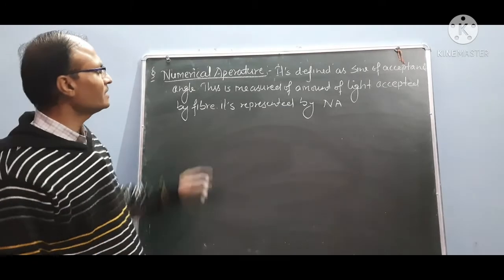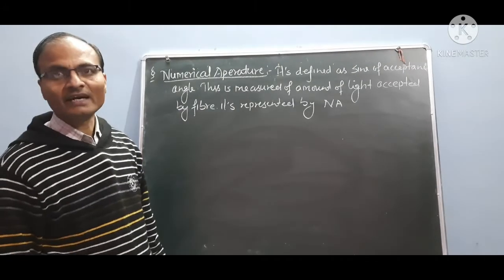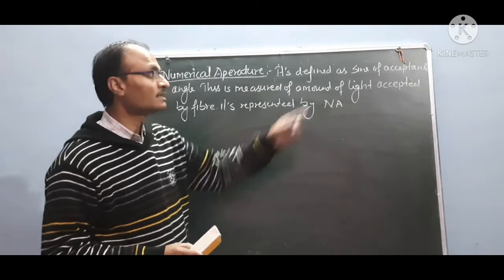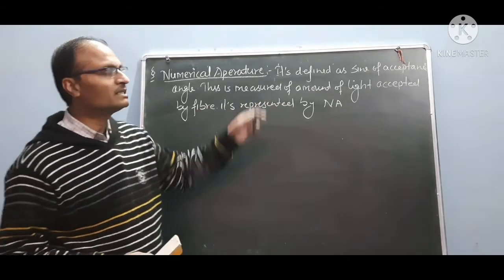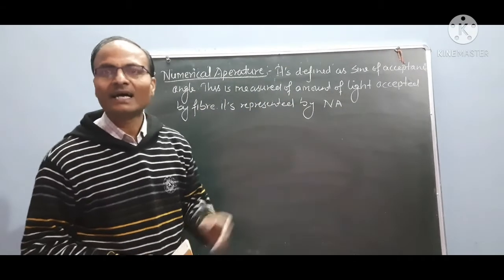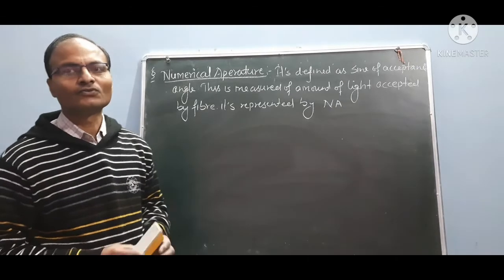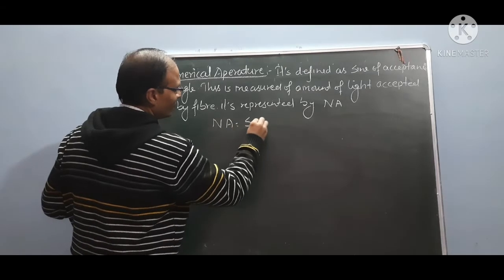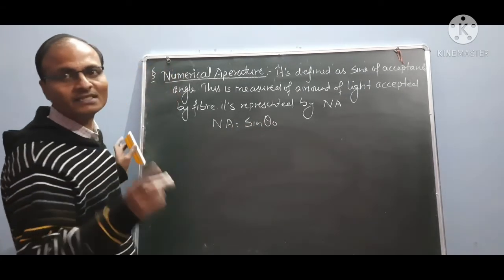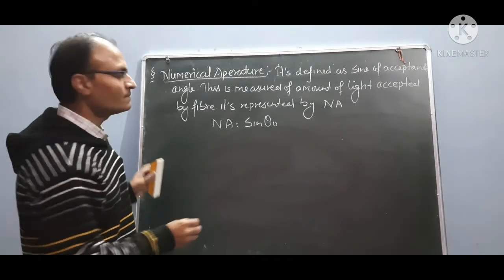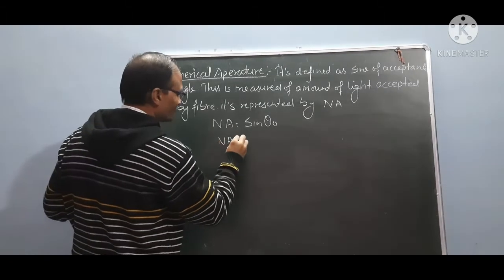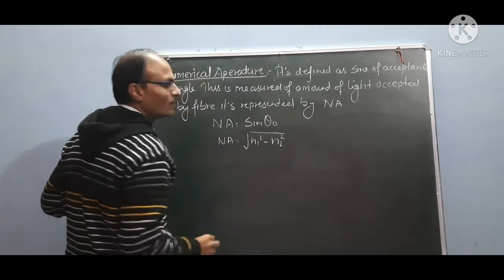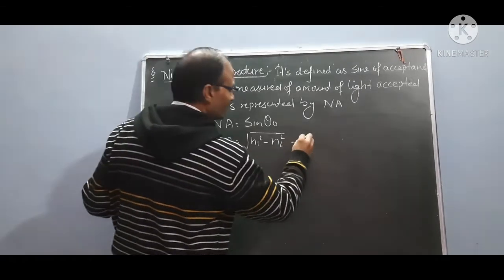Now the next point is numerical aperture, which is denoted by NA. So what is numerical aperture? It is defined as the sine of the acceptance angle. This is a measure of the amount of light accepted by the fiber. So NA equals sine of acceptance angle, sine theta naught, that is sine theta maximum. What is sine theta naught? NA equals under root n1 square minus n2 square. This is equation number 1.